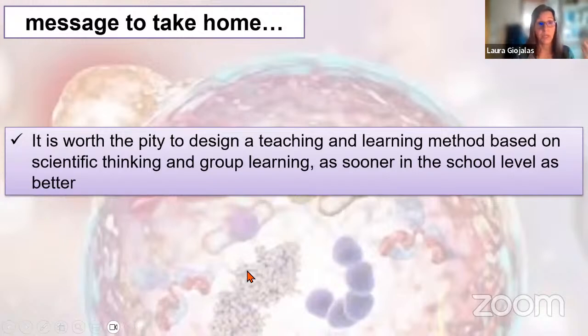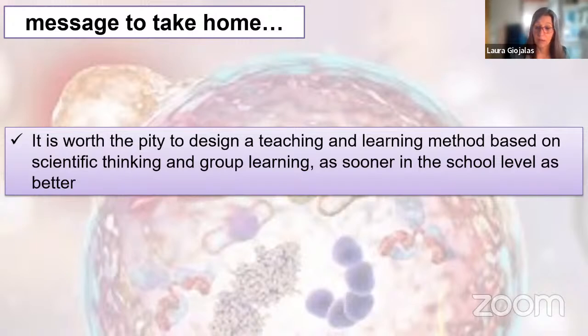So what is the message to take home? In my opinion, in our experience, it is worth designing a teaching and learning method based on scientific thinking and group learning, the sooner in the school level the better. Even though our experience is at the university level, I'm sure that you can design your activity based on scientific thinking and cooperative learning or just group learning, whatever technique you choose or is convenient for you, and you can adapt this to your students.